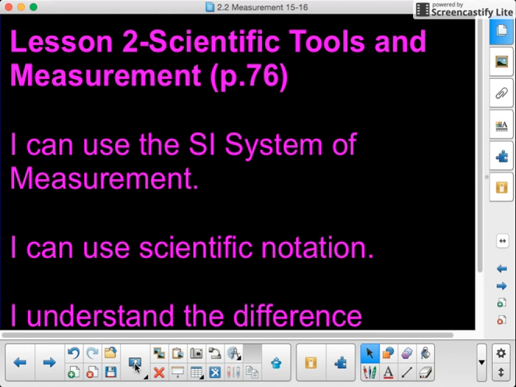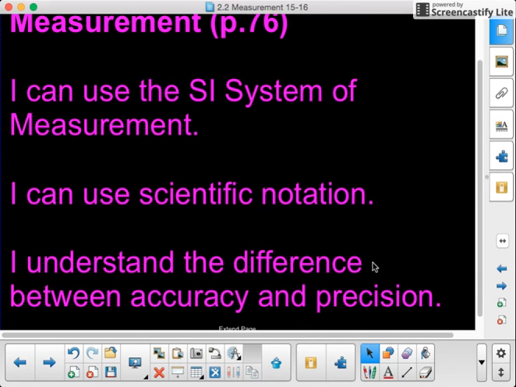There are 3 learning targets in this lesson. The first is I can use the SI system of measurement. Second is I can use scientific notation. That's one that some of you are familiar with from math. And lastly, I understand the difference between accuracy and precision. Those are 2 words that you maybe are familiar with, but have used them differently in other conversations than we will in this lesson.